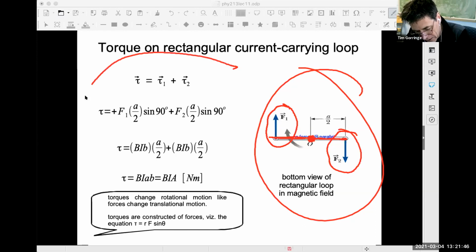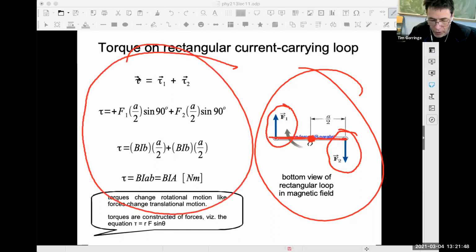It leads us to an equation for the torque on the loop due to the magnetic field that the loop is immersed in. So first thing is that the total torque, that's the tau here, is going to be the sum of the torque due to the force F1 and the torque due to the force F2. They're going to add together.